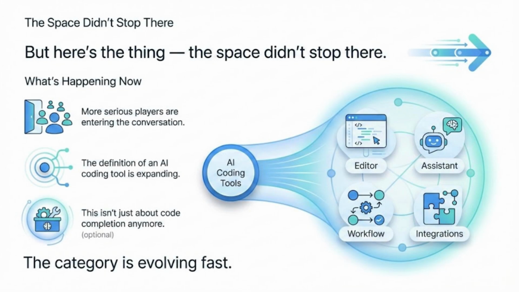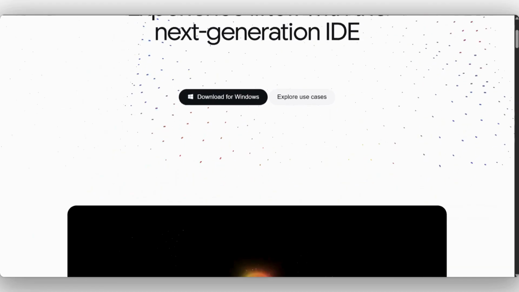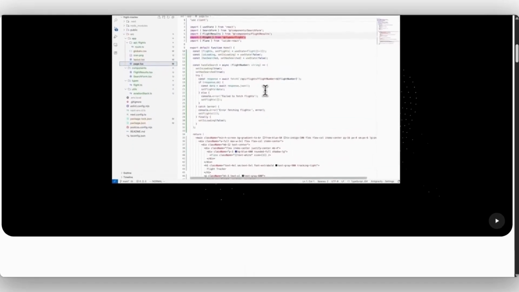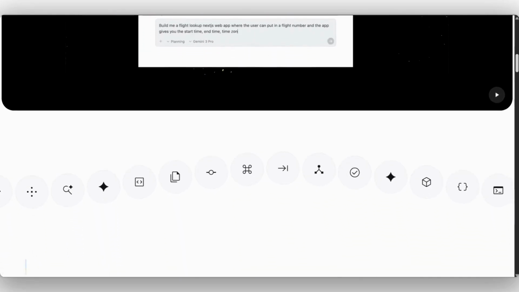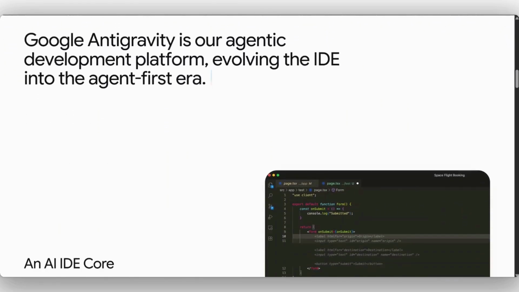But here's the thing, the space didn't stop there. Now we're seeing more serious players enter the conversation, and the whole idea of what an AI coding tool even is starting to expand. On one side, you've got Google Antigravity, which represents Google stepping deeper into the AI developer world, pushing a bigger direction for what software building might look like when AI becomes part of the workflow instead of just an add-on feature.